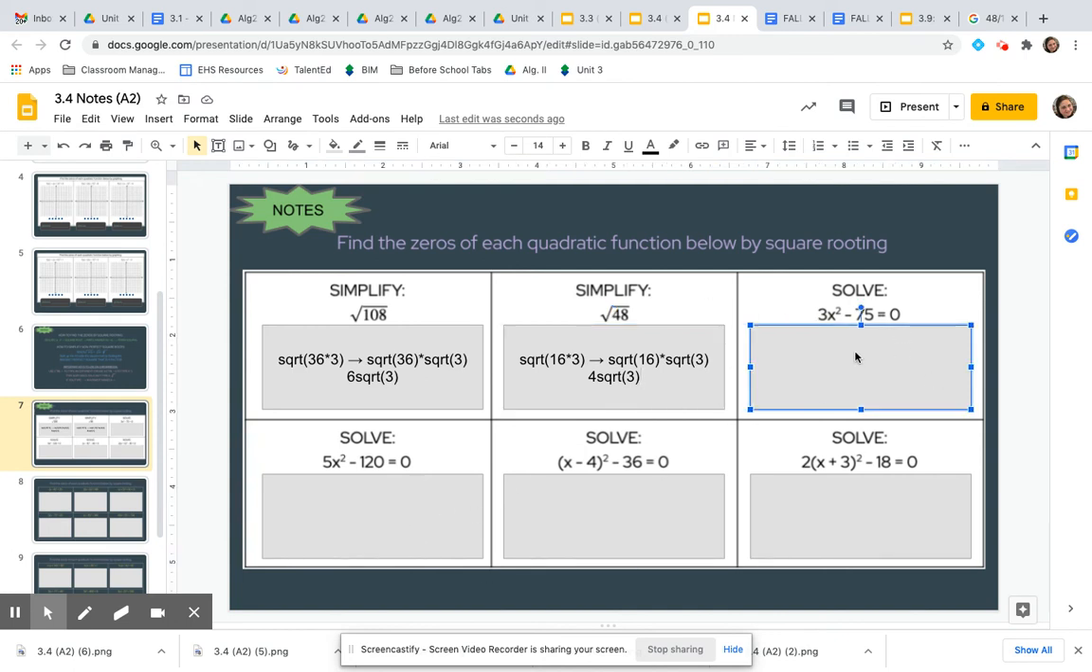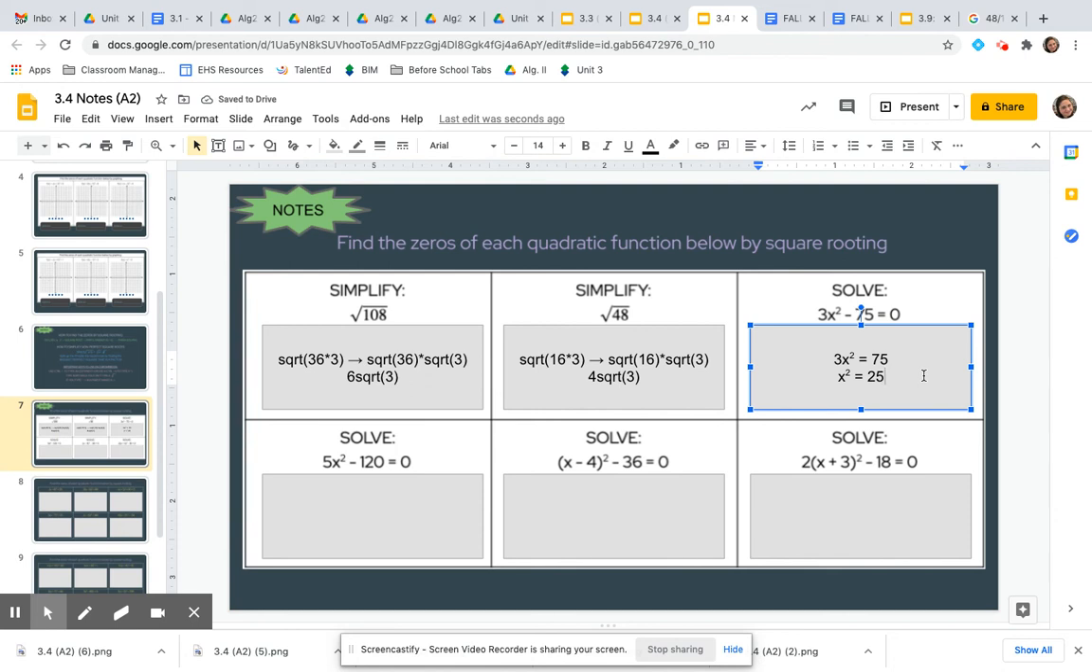So over here, what you're going to do is get this x squared all by itself. So if we were solving the equation 3x squared minus 75, we would add 75 to both sides, which would give us this. 0 plus 75 is 75. Okay, so I'm adding this 75 over to this side, like that. And then I'm going to divide by 3 on both sides, which is going to give me just x squared. And then 75 divided by 3 is 25.